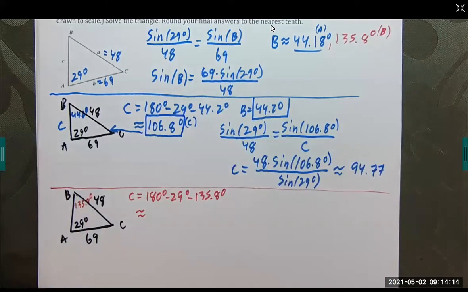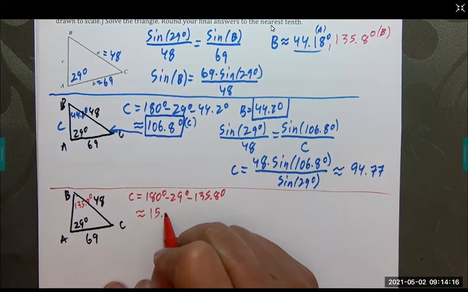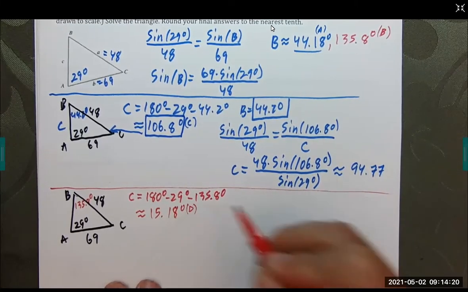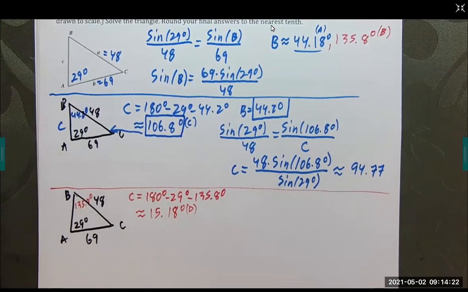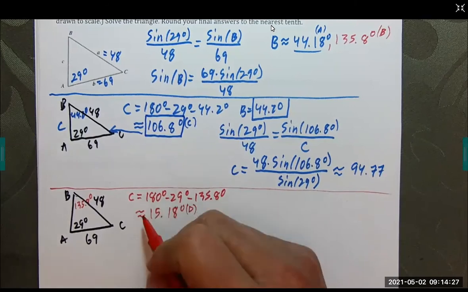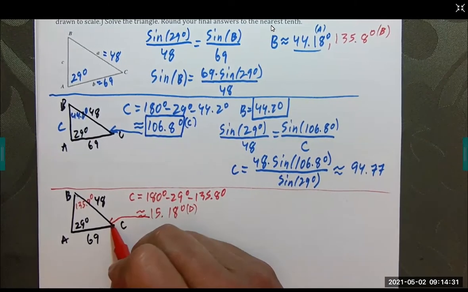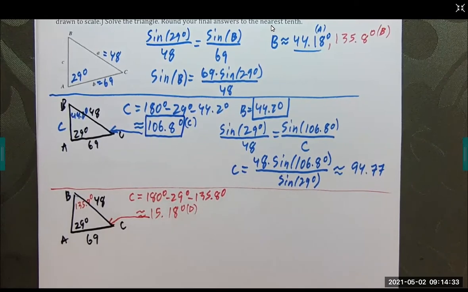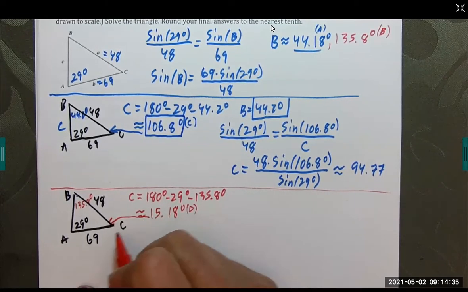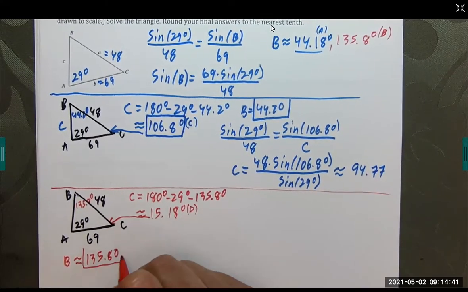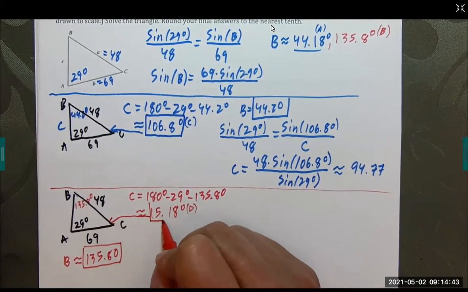So we got 15.18 degrees. Okay, so now that we have that, and again, this is the angle that goes right there. And we also have that angle B is about 135.8 degrees. So here's our second correct answer.